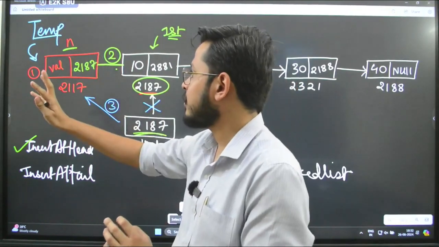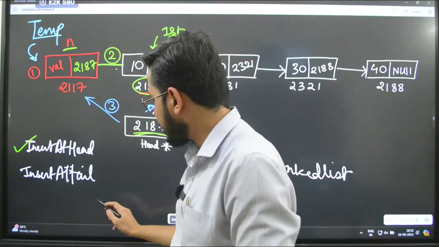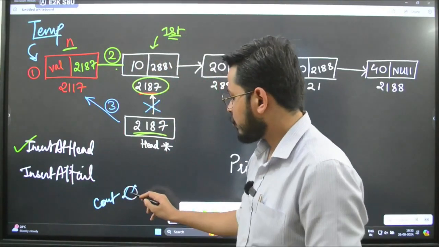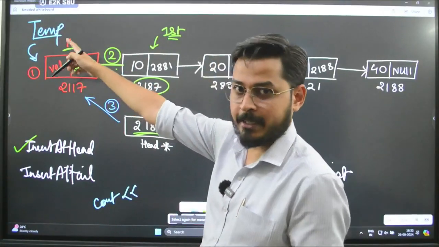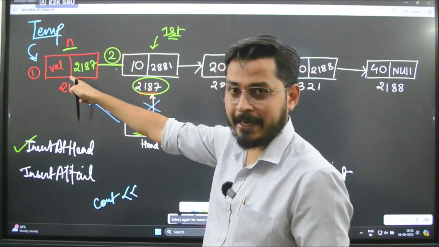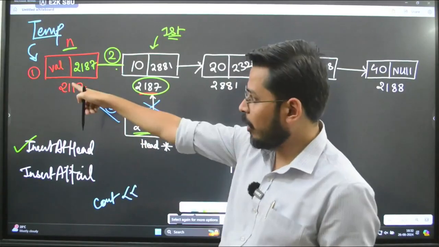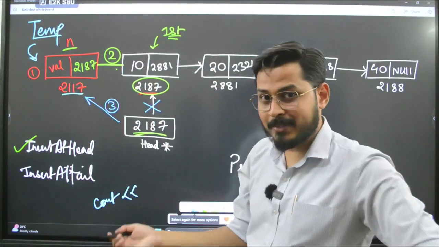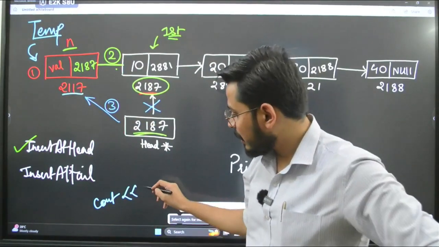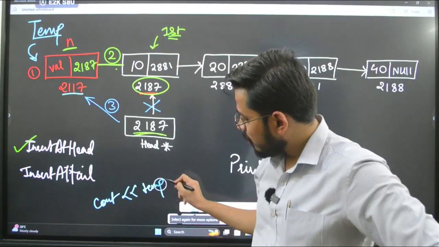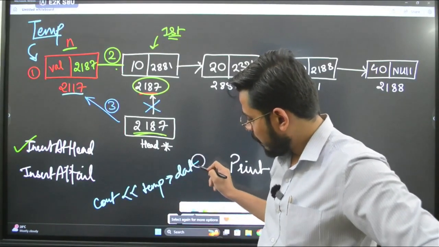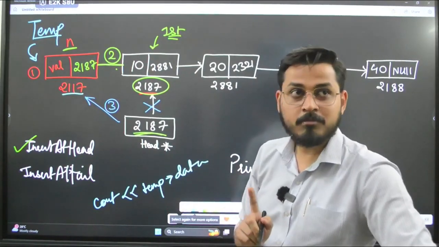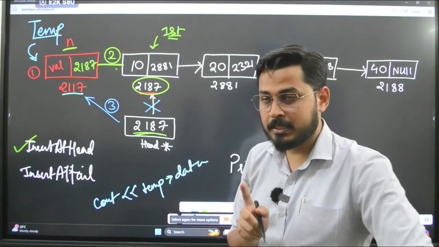How will you print it? You will say cout. You see, temp will be a temporary pointer which will be pointing towards the head. And if it is pointing towards the head, which means it is pointing towards this memory, it will be able to access the data. So I can say here temp of data. Cout temp of data I can say. Understood?